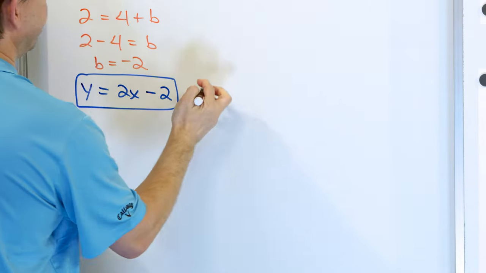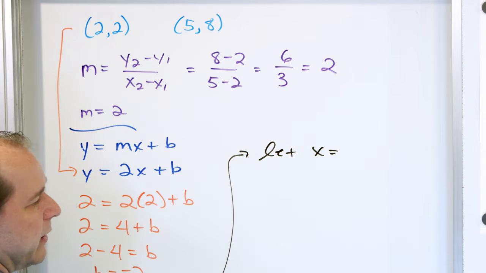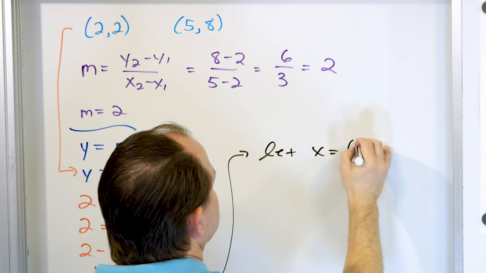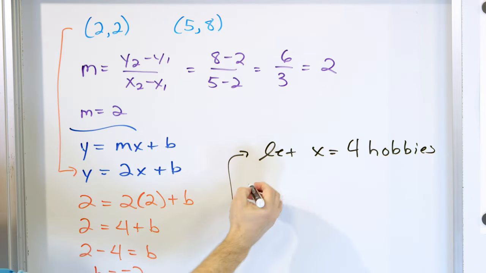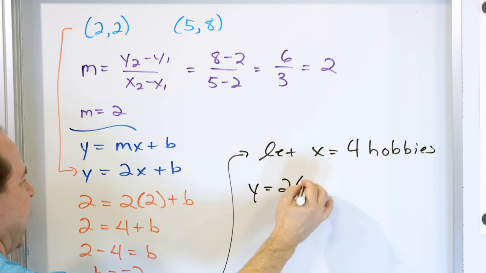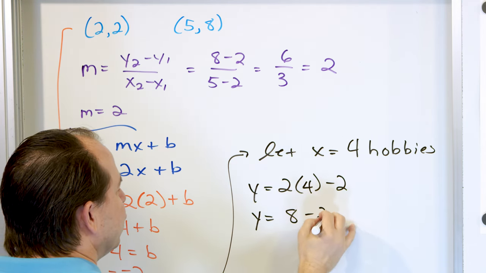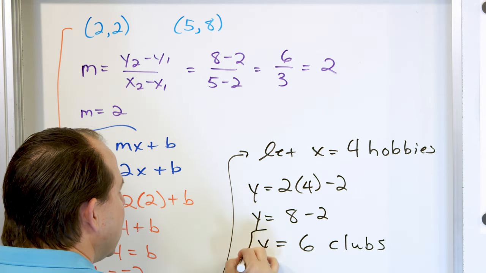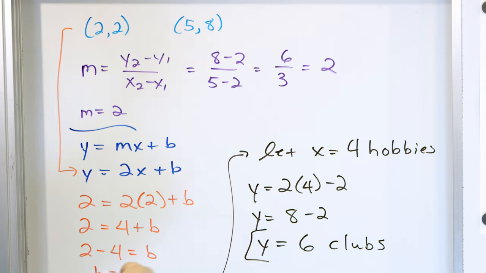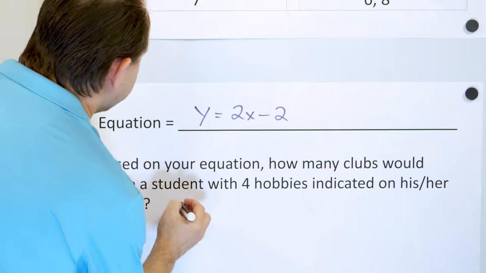And let's just go over here and let's say let x equal to four hobbies. So if I put four in here, what do I get? y is equal to 2 times 4 minus 2. I get 2 times 4 is 8, minus 2. y is equal to 6 clubs. So on average, using the line of best fit that we have, if students were invited to four hobbies, on average, they should be invited to 6 clubs. So I'll put 6 clubs.